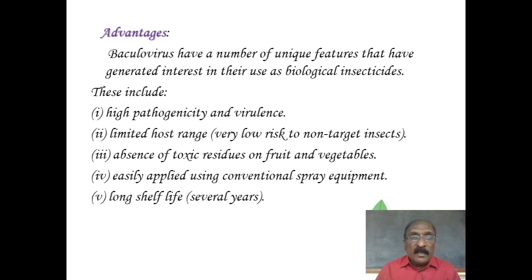Advantages of using virus biopesticide. Baculoviruses have a number of unique features that have generated interest in their use as a biological insecticide. They include high pathogenicity and virulence, limited host range, that means very low risk to non-target insects, absence of toxic residues on fruits and vegetables, easily applied using conventional spray equipment, and long shelf life, that means it can stay active for several long years.